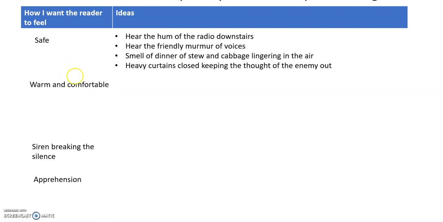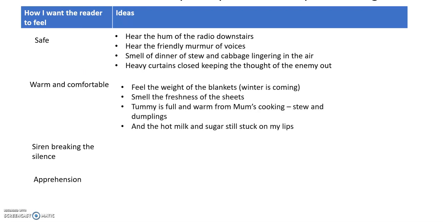Okay, warm and comfortable. What kind of ideas might I have to show that I'm warm and comfortable? Okay, I'm going to describe the weight of the blankets on me. Blankets are much heavier than duvets. I'm going to describe the smell of the freshness, maybe the softness of the sheets. I'm going to say that my tummy is full and warm from Mum's cooking of stew and dumplings. And I'm going to remember the sweet, delicious taste of the hot milk and sugar still stuck on my lips.